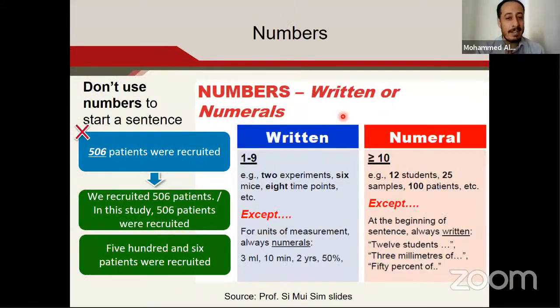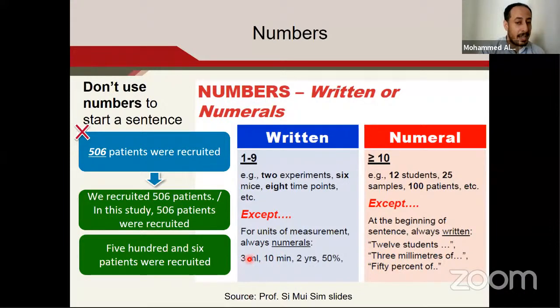Numbers: how to write numbers. The general rule is that if it's between 1 and 9, less than 10, it should not be a numeral, which means you should spell it out: two experiments, six mice, if it's less than 10. There is an exception if you are referring to a finding where there is a unit. So you cannot spell it out: 3 ml.